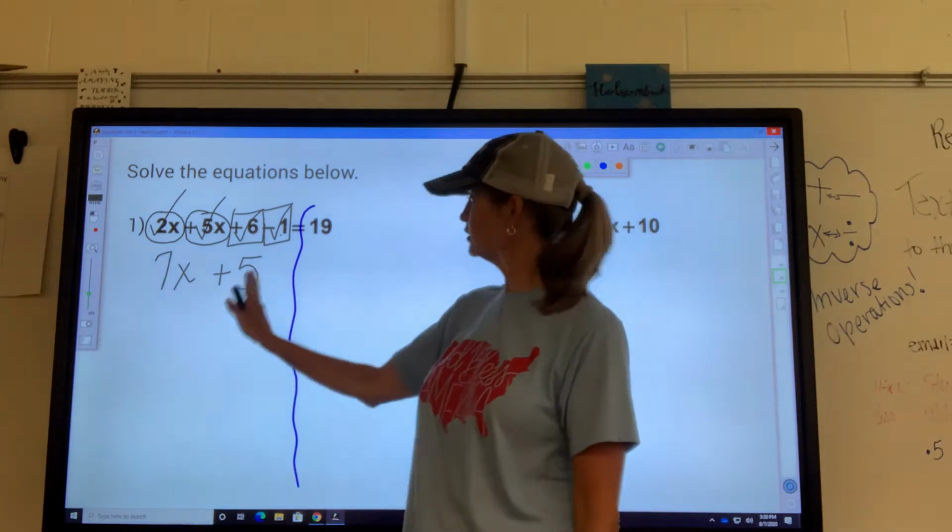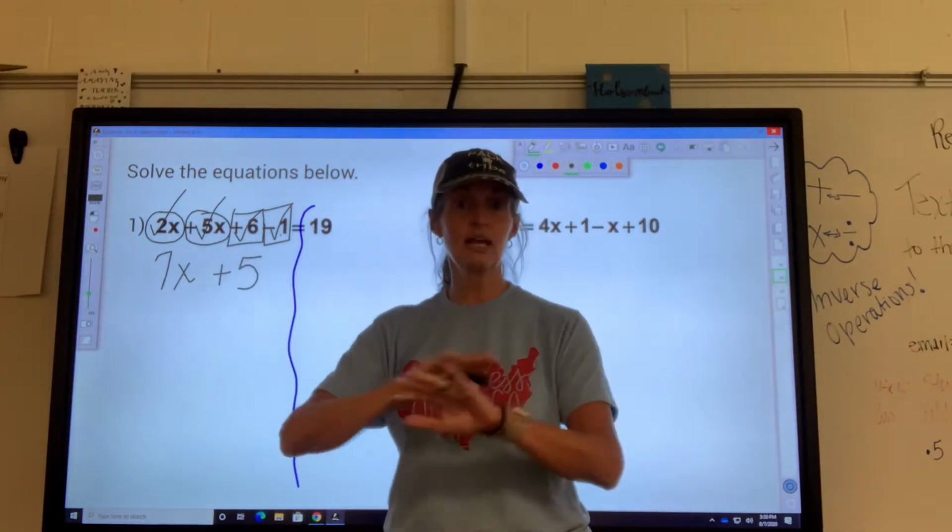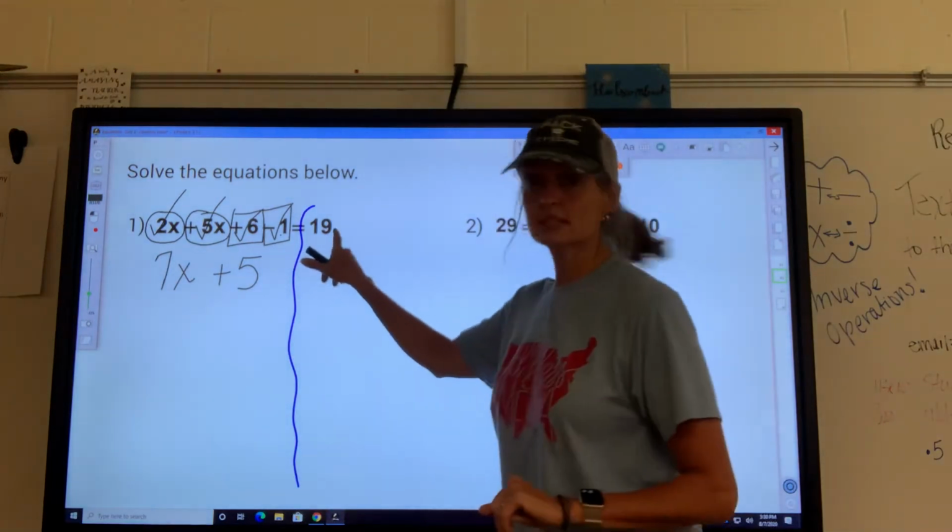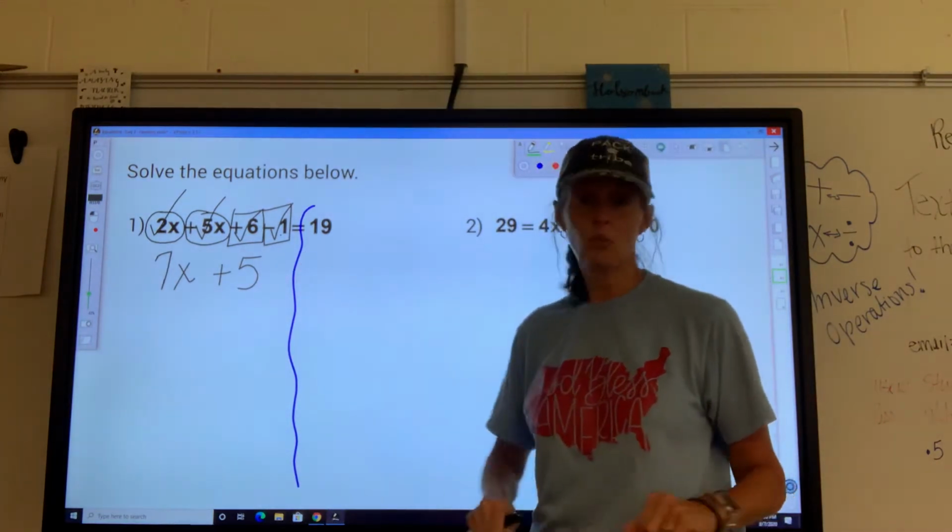All right, so if I look at this side, my simplification has been complete. All right, let's look at this side. This is a 19. What are you going to do to 19?